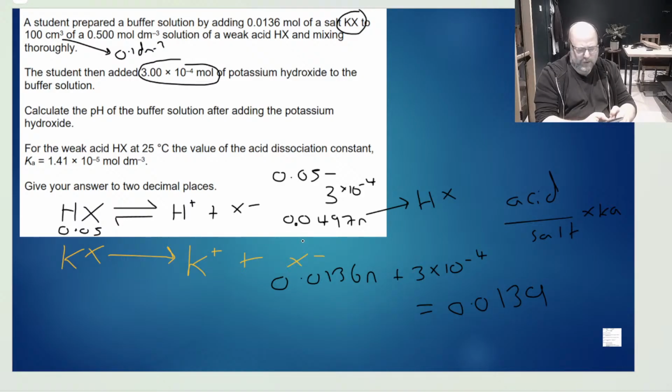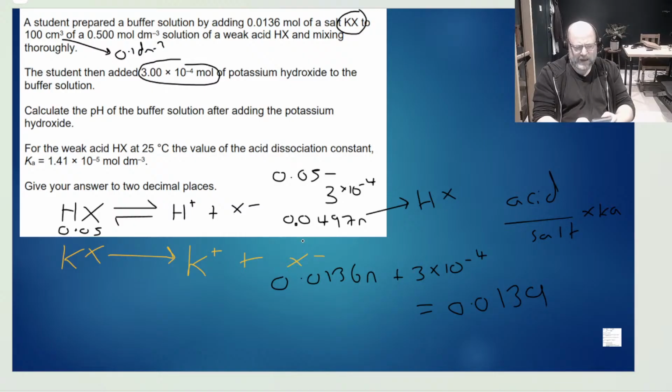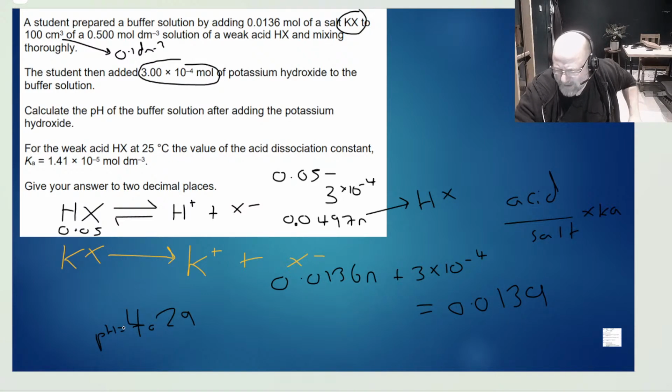So what is it? 0.0497 divided by 0.0139. Okay, that gives me 3.57. I'm then going to times that. Did they give us the Ka? Yes, 1.41 times 10 to the minus 5. And that gives me 5.04 times 10 to the minus 5. And then what I want to do is minus log, answer 4.29. Yeah, I got 4.29. Anyone else get that?